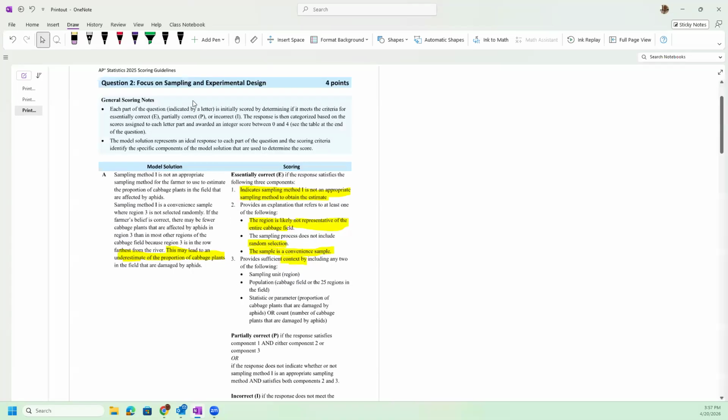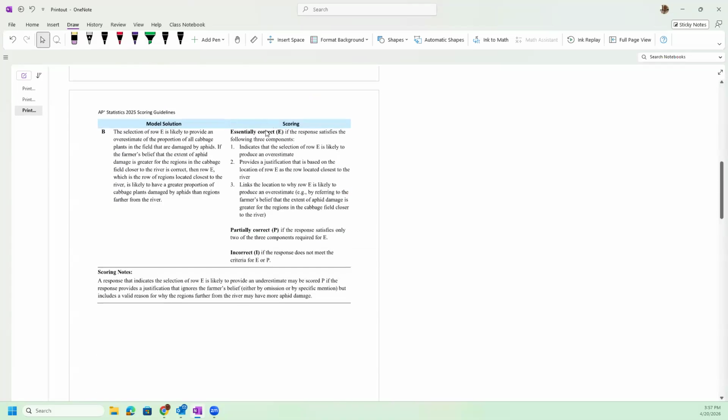So let's talk about that scoring rubric. What it's looking for is three things. They wanted you to say it was an overestimate, and you had to hit all three. You have to provide a justification based on the location: row E is closest to the river. So what you initially said to me was, hey, it's an overestimate because it's closest to the river. You actually hit components 1 and 2. The piece that most students missed was linking why it's an overestimate: it's closer to the river, and the farmer believes the river has the aphid impact more, so it's going to be an overestimate.